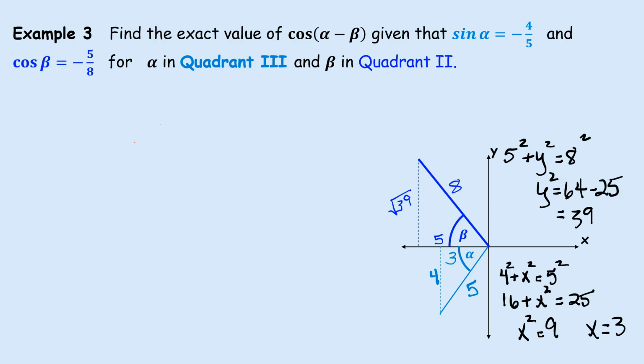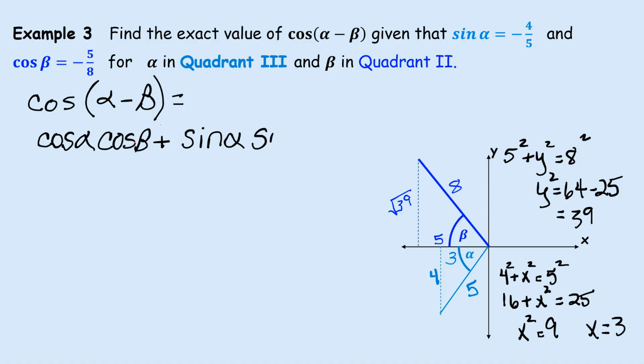So what is the question? Question is find the value of cosine alpha minus beta. So cosine alpha minus beta, according to the difference formula for cosine, is going to be cosine alpha, cosine beta, plus sine alpha, sine beta. And now all we have to do is just fill in those values. So cosine alpha is coming from that triangle in the third quadrant. Cosine is adjacent over hypotenuse, so that's negative 3/5. Cosine beta is the second quadrant. Cosine is adjacent over hypotenuse, so negative 5/8.